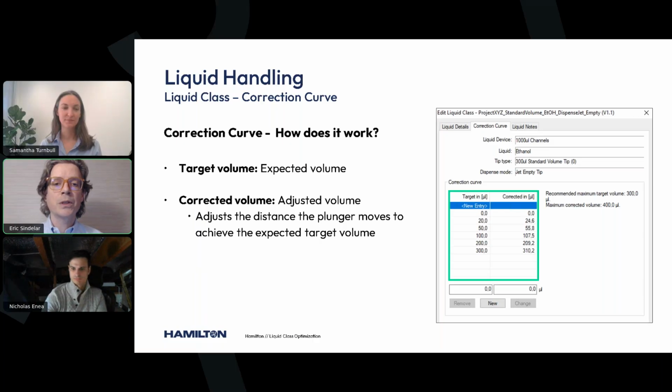For the target volumes, you'll see entries for 20, 50, 100 microliters, etc., and then an associated corrected volume for each. So let's look at 20 microliters. You'll see that it has a correction volume of 24.6 microliters. Now, this doesn't mean that when you tell the system to pipette 20 microliters, it'll pipette 24.6 microliters. What this means is that the plunger will increment in order of what it considers 24.6 microliters to be, but physically only 20 microliters is picked up.